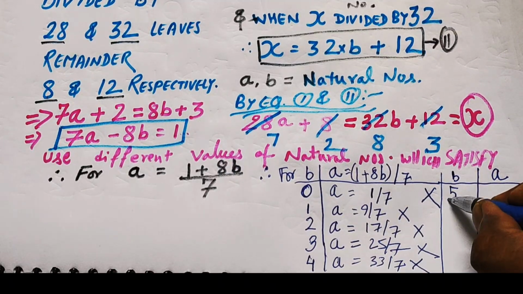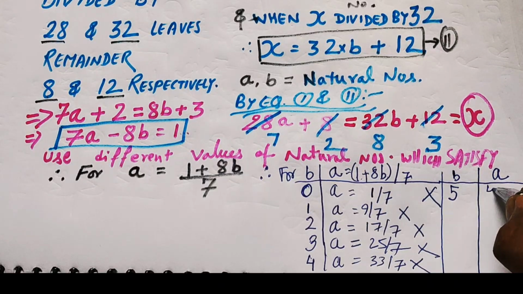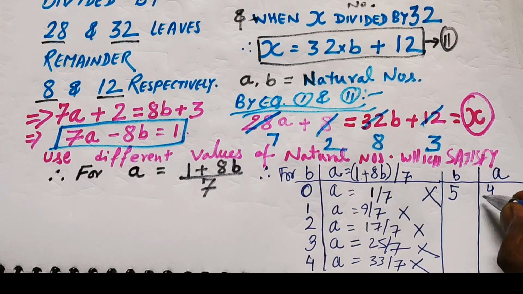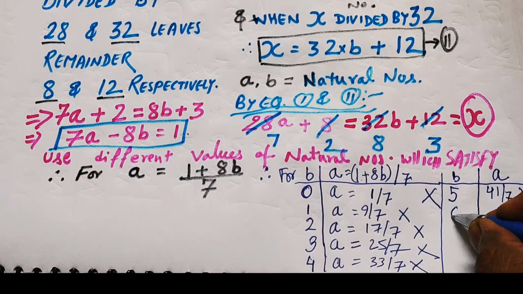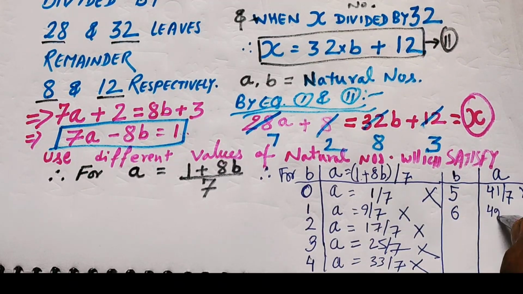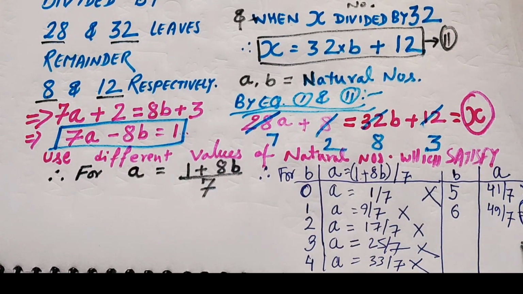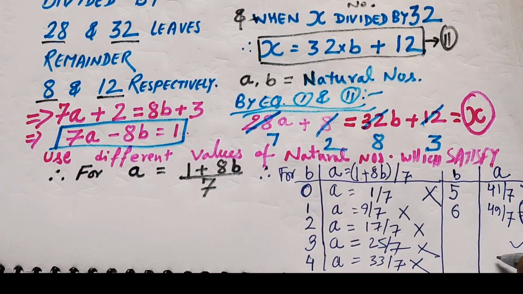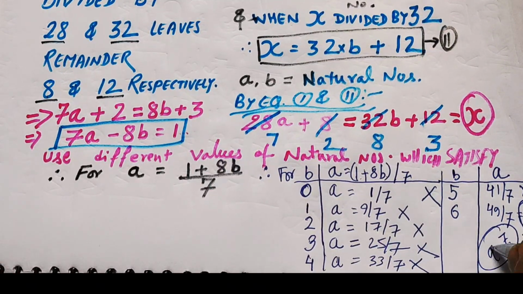So for b equal to 5, the value of a is coming as 1 plus 8 into 5, that is 41. 41 by 7, which is also not correct, that is also not a natural number. For b equal to 6, 8 into 6 is 48, 1 plus 8b will be 49. So 49 by 7, when we divide it, it will be coming as 7. Oh, exactly. Now this is the number. So for b equal to 6, the value of a is coming as 7.